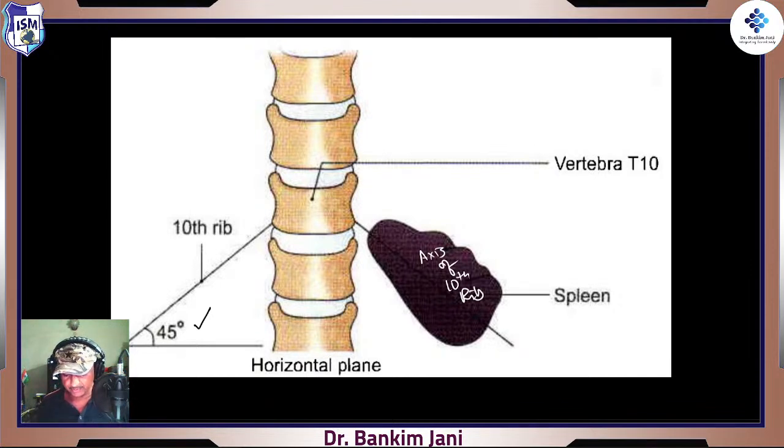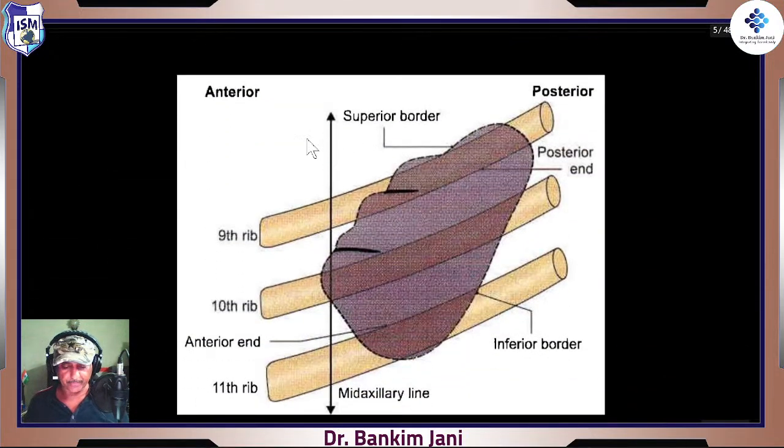Anterior end is lower, posterior end is higher, because it is arranged like this, right? With your palm, when you do it like this, that's the arrangement. Anterior is lower. We'll see even in our further scans. Okay, here it is. It will give much better clarity.